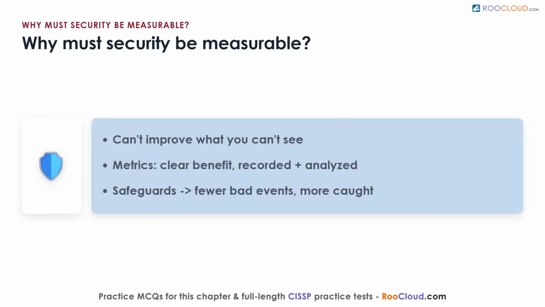Why must security be measurable? Because you cannot improve what you cannot see. Measurable security means each mechanism does its job, delivers a clear benefit, and produces metrics you can record and analyze. When you deploy a safeguard, the numbers should show fewer bad events or more caught attempts. Measuring and evaluating those metrics is how you judge whether the whole program is complete and effective, including against common guidelines. Think of a fitness tracker. Without the readings, you are only guessing whether the workout is working.